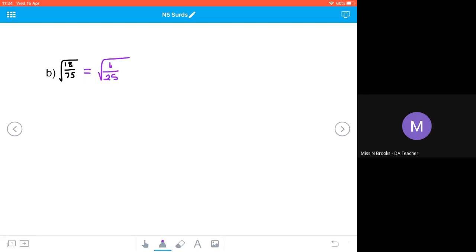Now we're going to use rule 2 to split that into two separate fractions. So we're going to have root 6 over root 25. We can't do anything more with the root 6. It stays the same. And we're going to divide that by root 25, which is a perfect square. And so our final answer is going to be root 6 over 5.